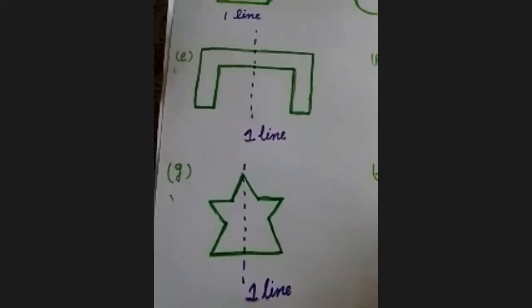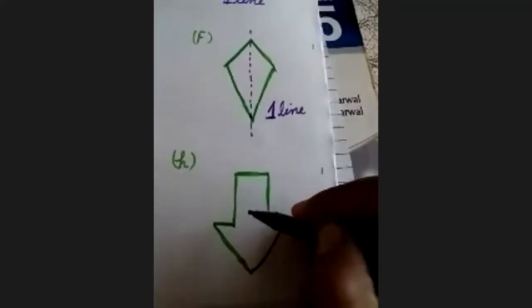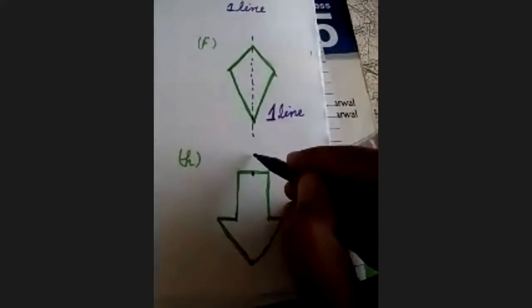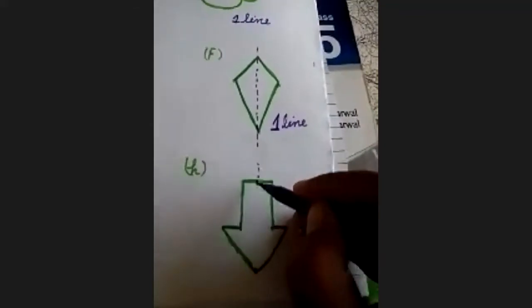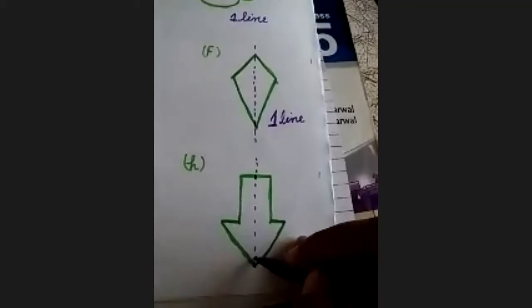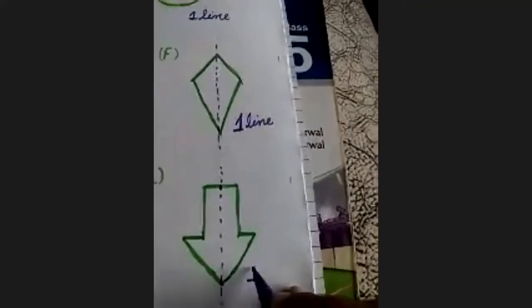Next is part H. Now divide this figure into 2 equal parts. These are 2 parts. So this figure has only 1 line of symmetry. 1 line.